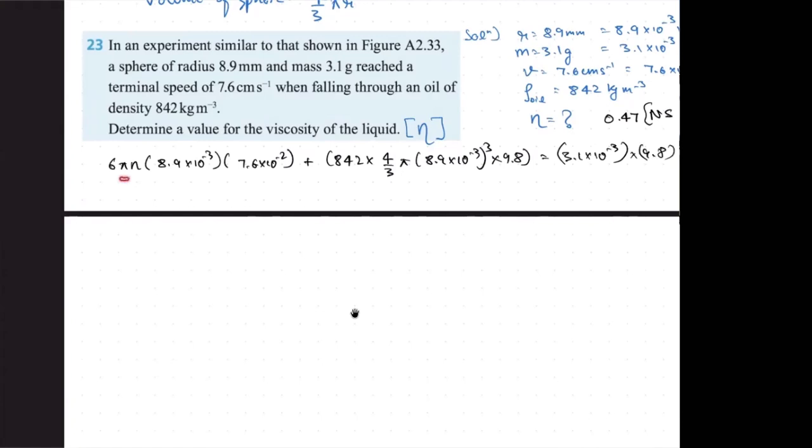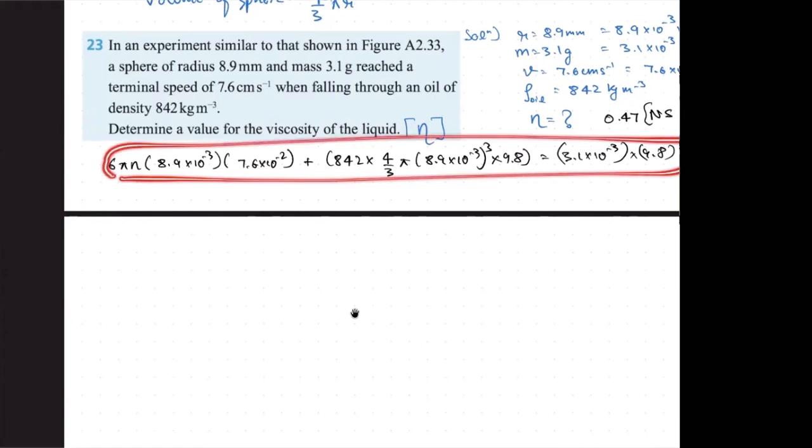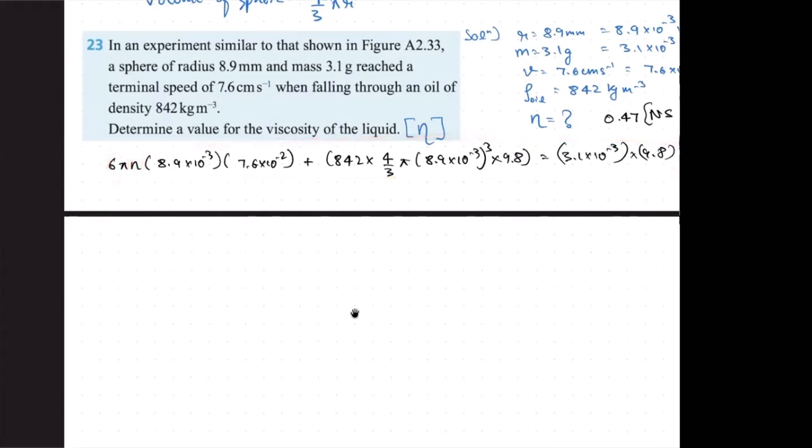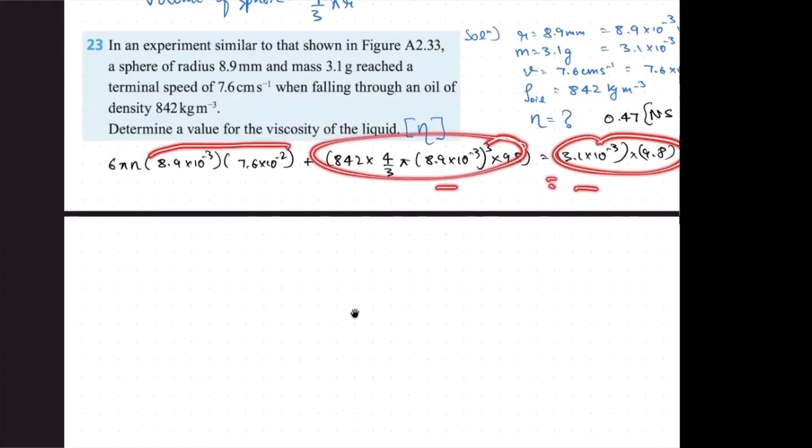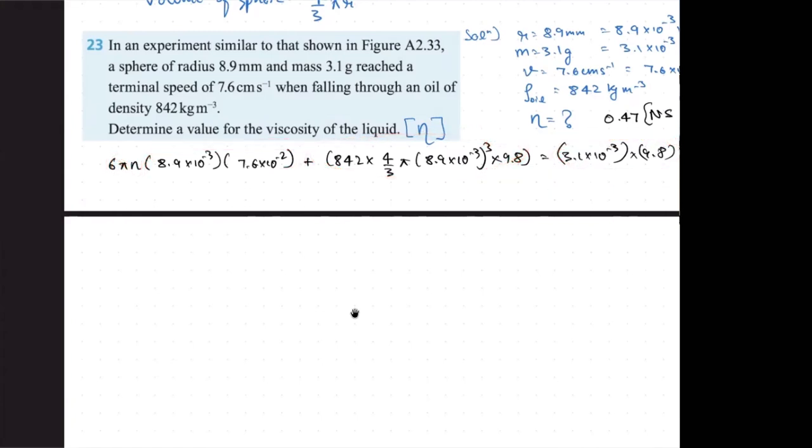So we have everything in this equation except the eta. So I would recommend you to solve this separately, write it down, solve this first, write it down, solve this whole 6 pi r part with this and write it down. And then it will be easy for you to substitute the value. Once you solve it in your calculator, you will get something around 0.47 newton second per meter square, or 10 to the power minus 2 newton second per meter square.